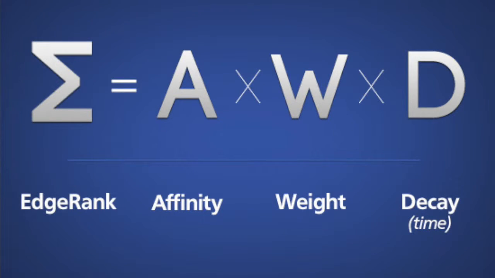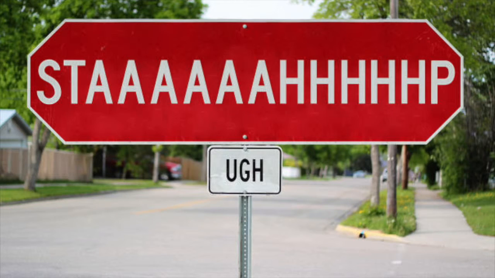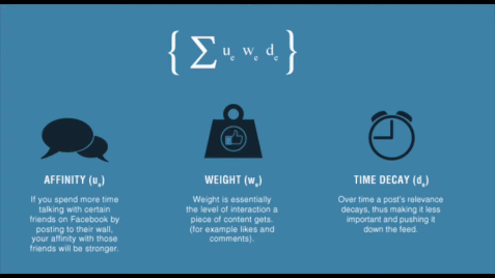The first thing you need to understand is EdgeRank. What is EdgeRank? So EdgeRank is a number that is based on affinity times weight times decay. Stop. I know, it seems like a lot. Let's break it down. The first variable is affinity. In layman's terms, that means has the person previously liked or engaged with content that you're putting out. Second is weight. Is the content being liked or shared or commented on by other users?